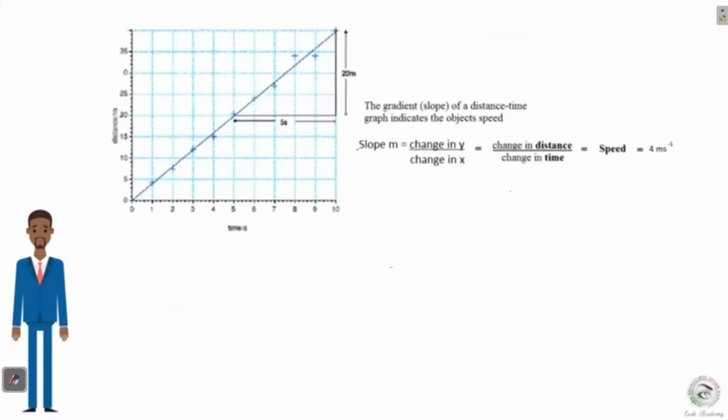In this instance, according to the graph, the object has traveled 20 meters in 5 seconds, so the speed is 4 meters per second. As you see in this case, the slope gives the speed.